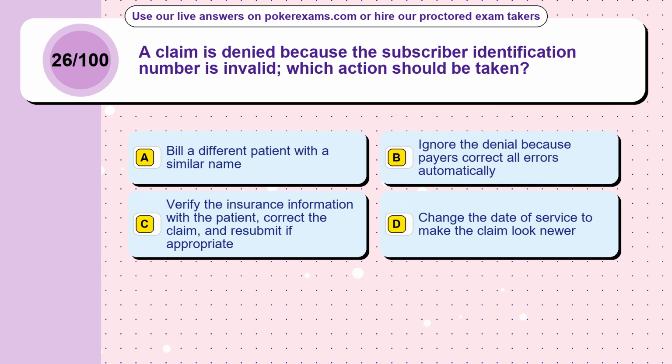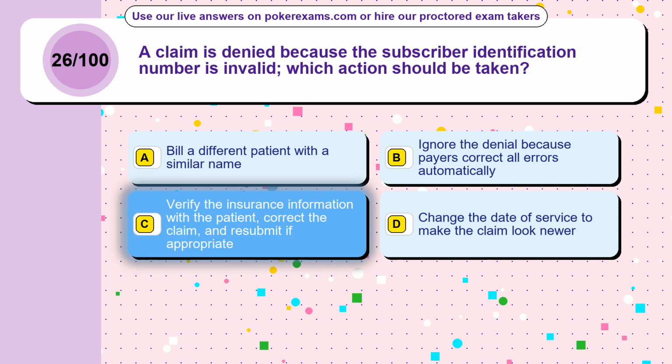Question 26. A claim is denied because the subscriber identification number is invalid. Which action should be taken? Option A. Bill a different patient with a similar name. Option B. Ignore the denial because payers correct all errors automatically. Option C. Verify the insurance information with the patient, correct the claim, and resubmit if appropriate. Option D. Change the date of service to make the claim look newer.